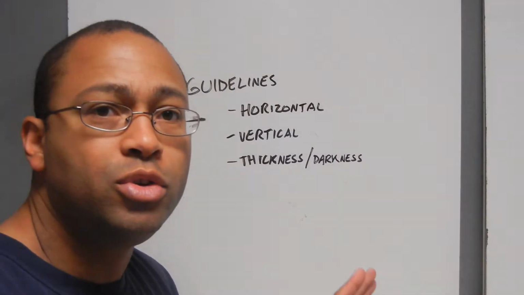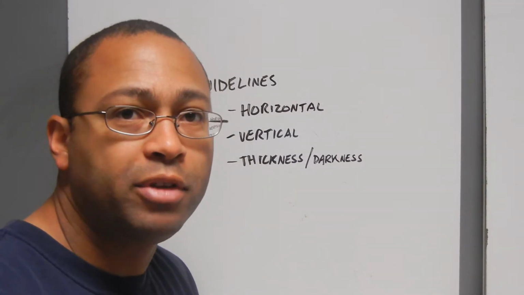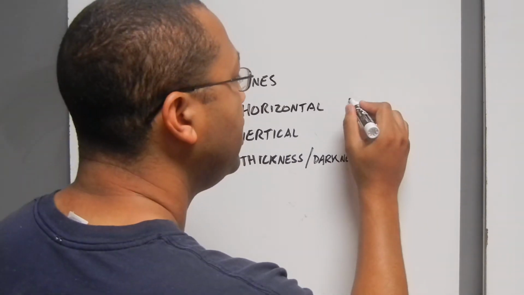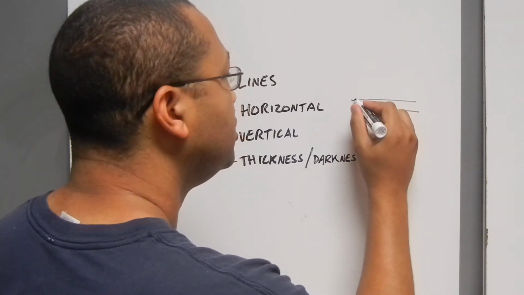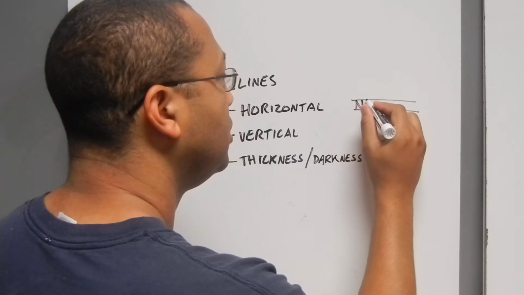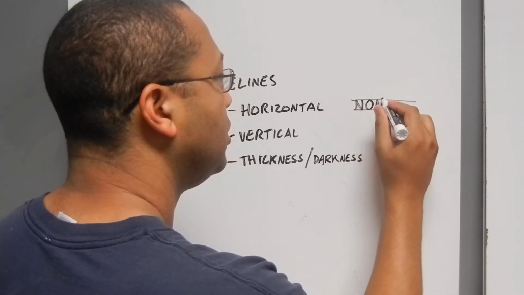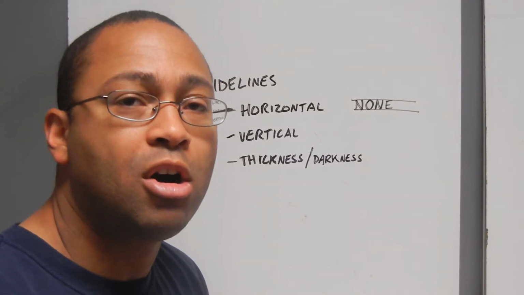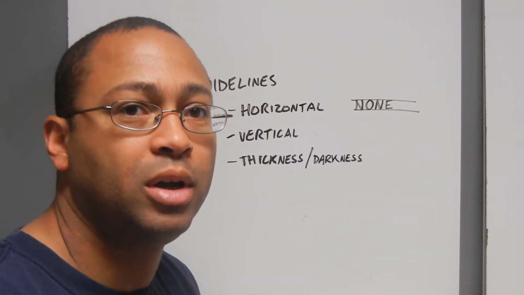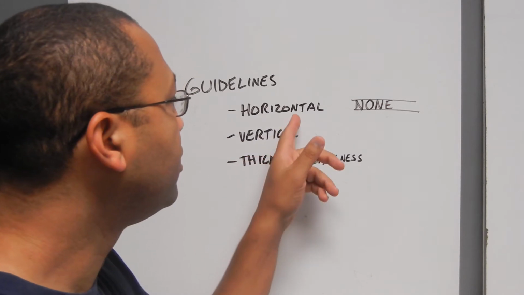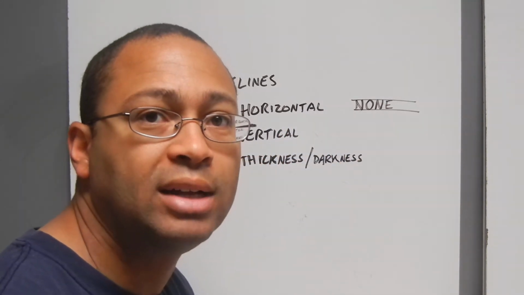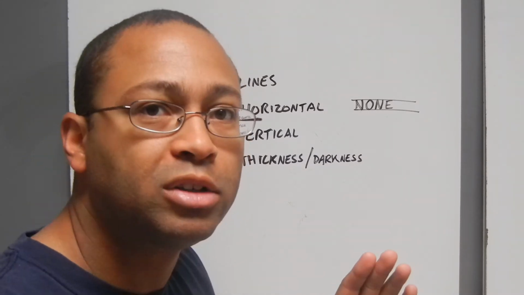Okay, when you do create your guidelines, you're going to have your horizontal guidelines that you automatically draw to help you create your words. Now you're also going to have vertical guidelines as well. Horizontal guidelines help keep everything the same height. The vertical guidelines help keep your letters from slanting.